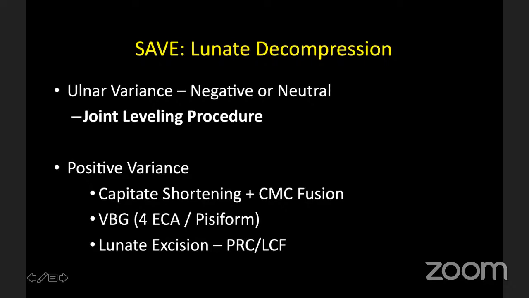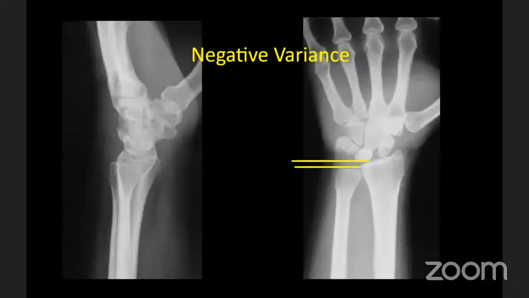You might want to add a vascularized bone graft, either a vascularized pisiform transfer, which is not a bone graft but a pisiform transfer that replaces the lunate, or the fourth extensor compartment artery vascularized bone graft. Or you always have an option of lunate excision and performing a proximal row carpectomy or a limited carpal fusion. So this is an example of a negative ulnar variance with lunatomalacia. This would perhaps be stage 1. This patient also had early signs of scapholunate dissociation.